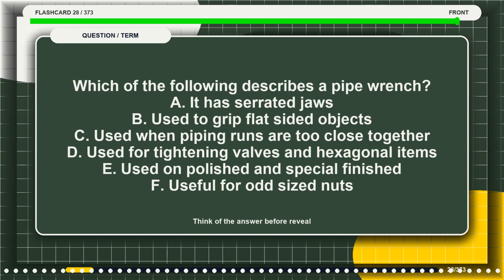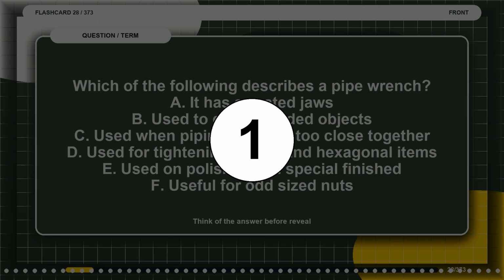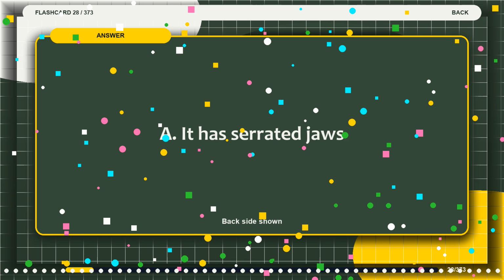Flashcard 28. Which of the following describes a pipe wrench? A. It has serrated jaws. B. Used to grip flat-sided objects. C. Used when piping runs are too close together. D. Used for tightening valves and hexagonal items. E. Used on polished and special finished surfaces. F. Useful for odd-sized nuts. Think of the answer before the reveal. The answer is A. It has serrated jaws.